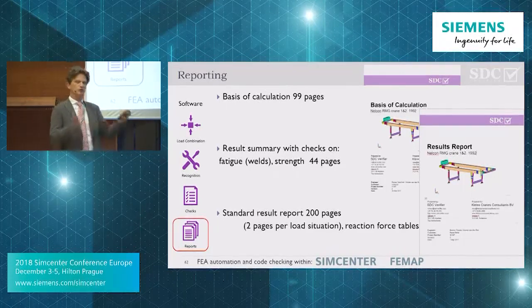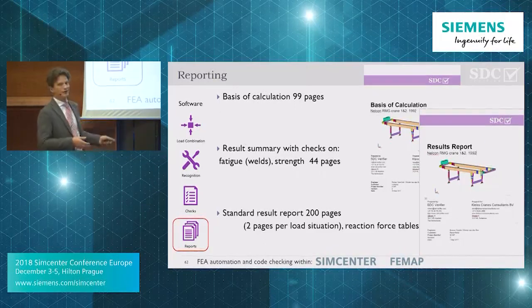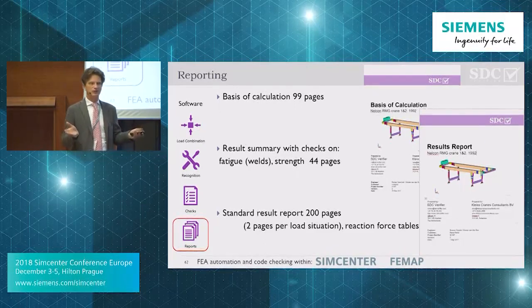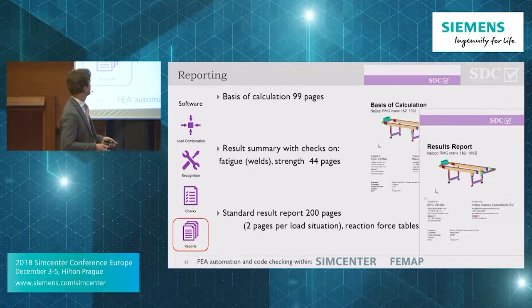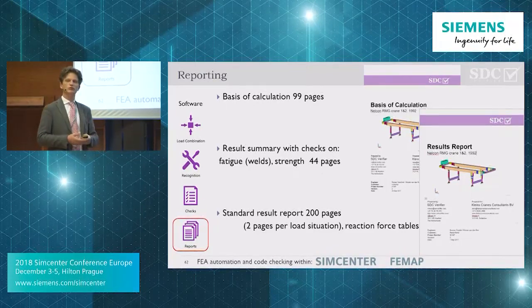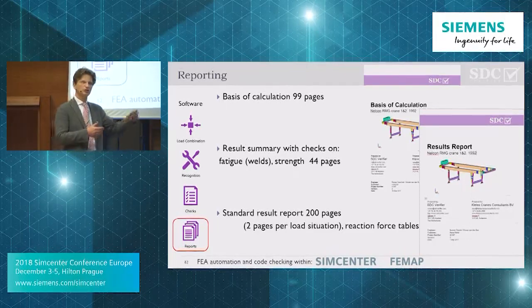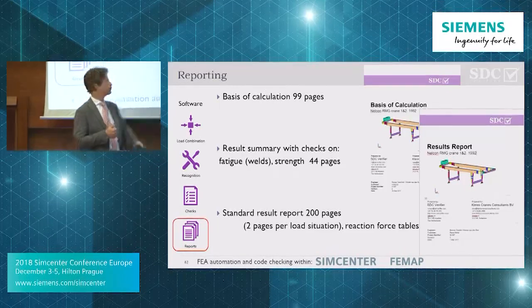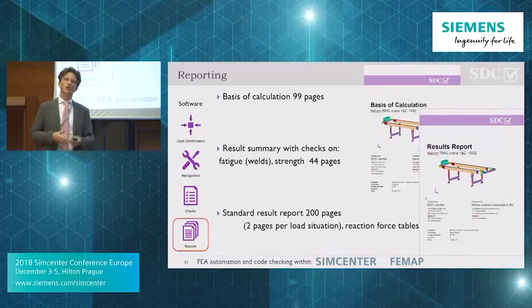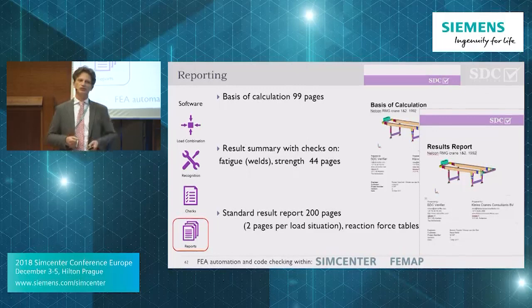So the last slide is, if you want to report all this, we made a basis of calculation, so the model setup, what are the loads, all these kind of things, 99 pages. I think out of these 99, at least 95 are automatically generated. A quick result only on the load group, a summary of the results, is 44 pages, and a standard result report for every position, just a stress plot and a displacement plot, is 200 pages, and all of this is necessary in order to get approval.